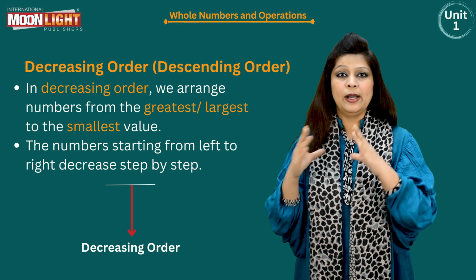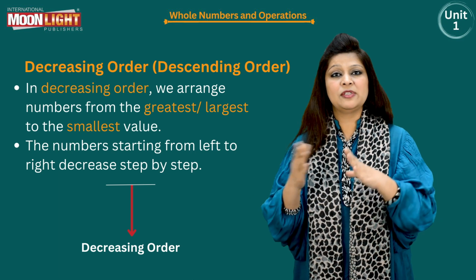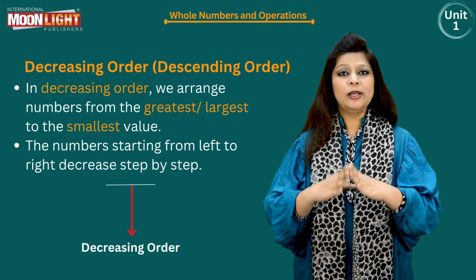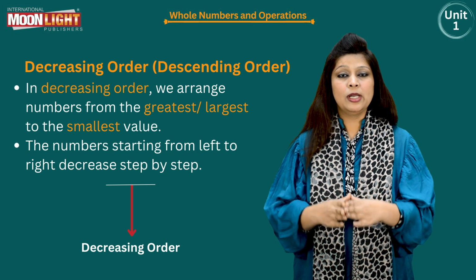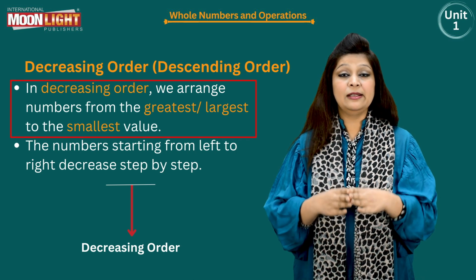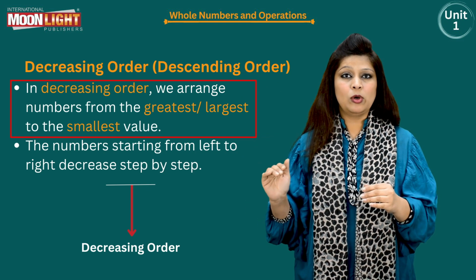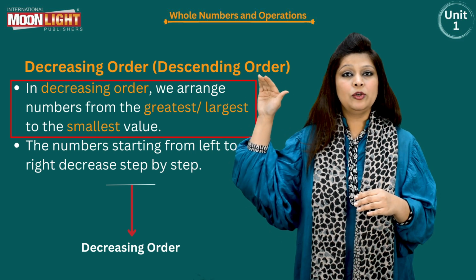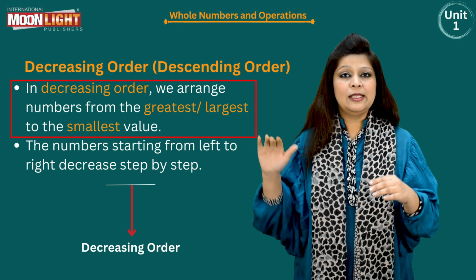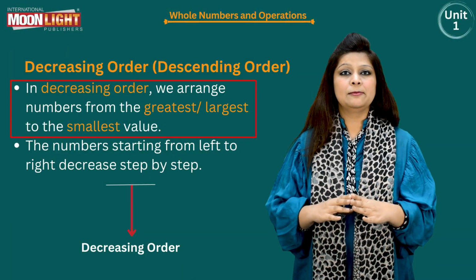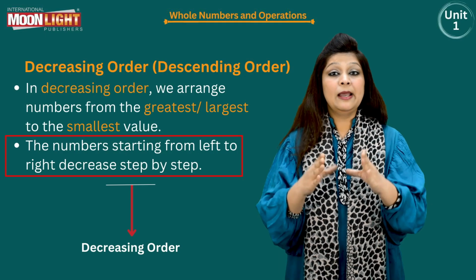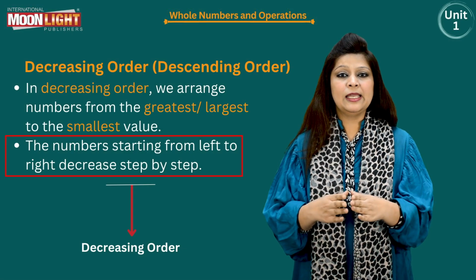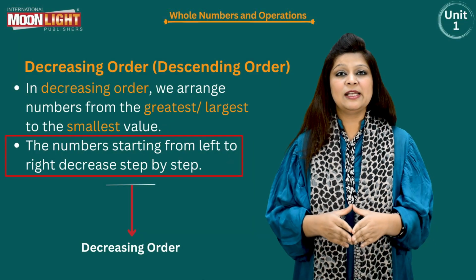Now, my dear students, let's talk about descending order, or in other words, the decreasing order. The decreasing order is the same as you have studied in descending order, which means we are moving from up to down. We write the numbers from the greatest number to the smallest number. For example, if a person is standing upstairs and he is going to move down, then this is basically decreasing, meaning the distance is decreasing. Or in other words, the numbers starting from left to right decrease. Decreasing order is the same as we have studied in descending order.